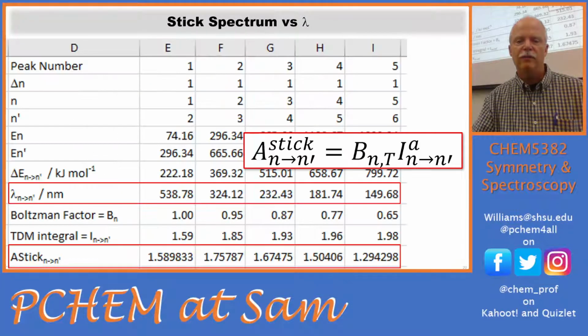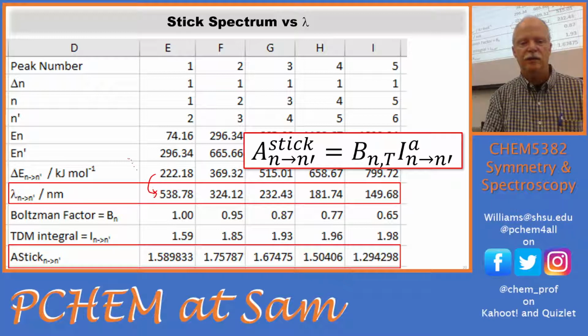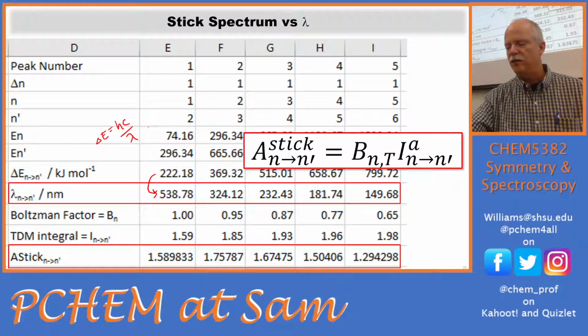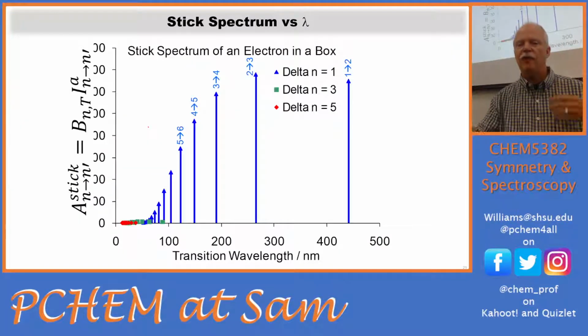Okay, then we have versus wavelength. And so we can convert that energy, the delta energy, into wavelength. So we can swap that around, and lambda is equal to hc over delta E. And then we have our wavelength spectrum. So this is the stick spectrum versus wavelength.